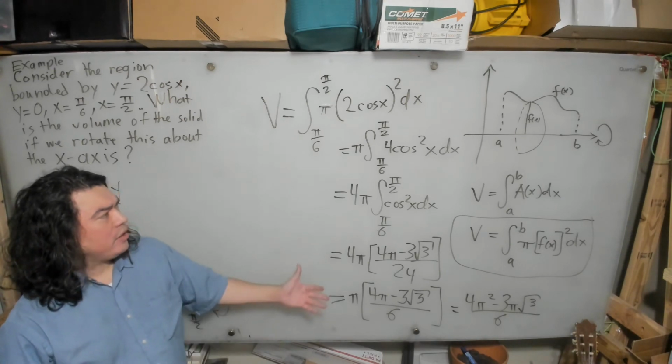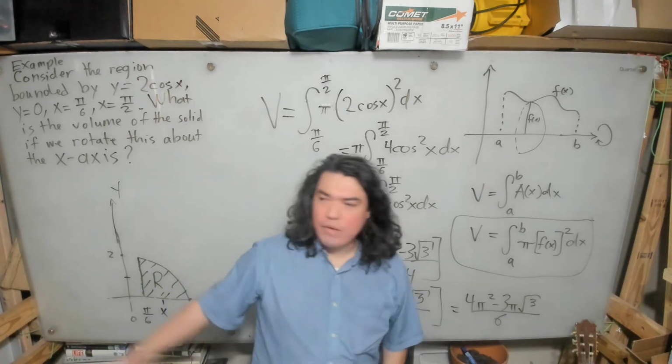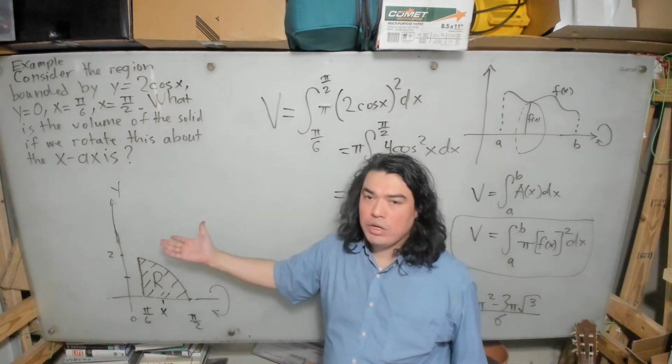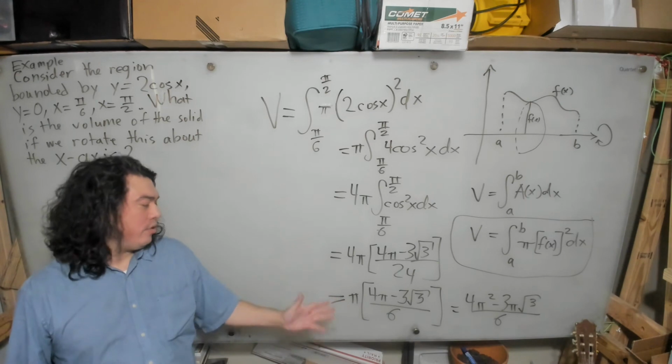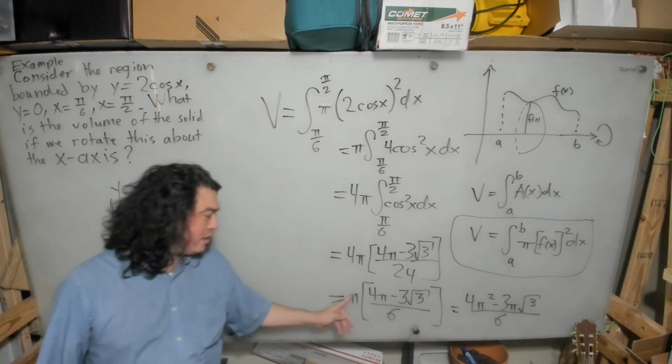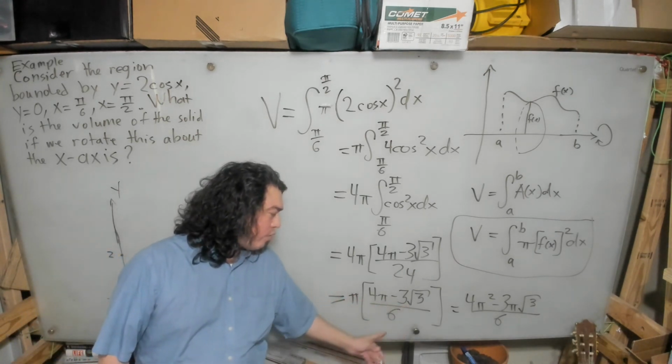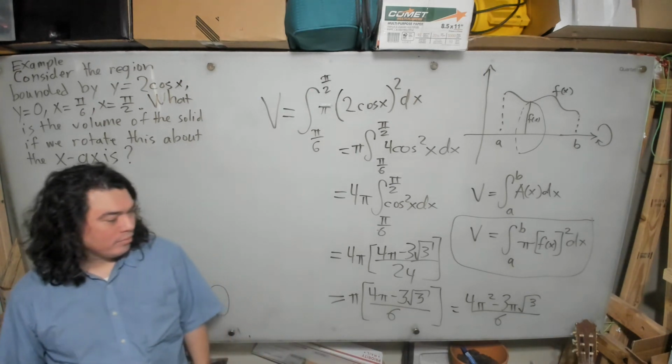And so there you have it. The volume of the region described here is pi times, open parentheses, 4 pi minus 3 square root of 3 over 6. Okay? Ta-da!